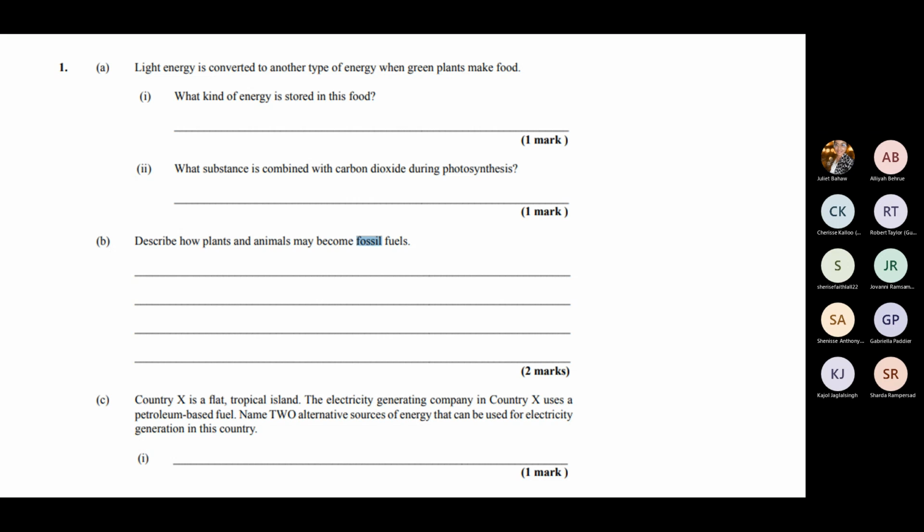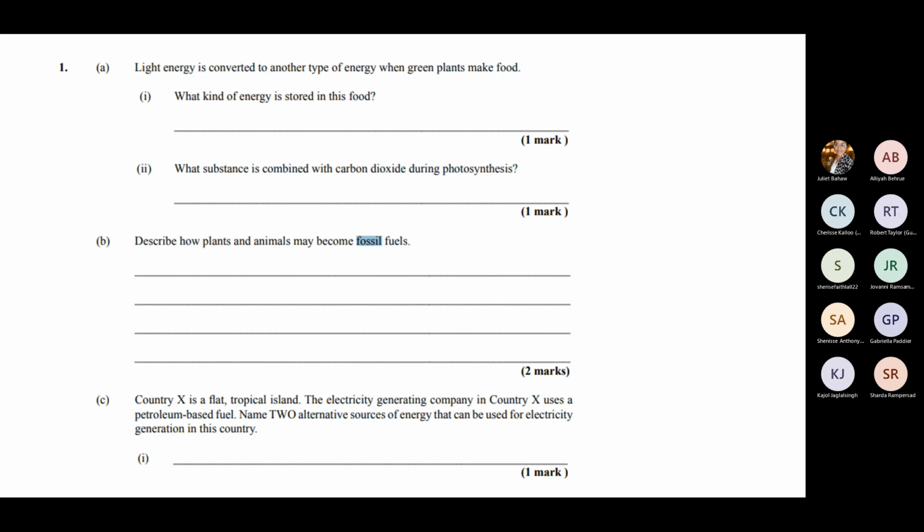Part 2. What substance is combined with carbon dioxide during photosynthesis? So it's carbon dioxide plus water. Those two are combined. All right, don't go and put light energy here. Don't put chlorophyll, right? Those are just conditions. But when this is talking about substances, you'll have to mention the gas as well as the water.